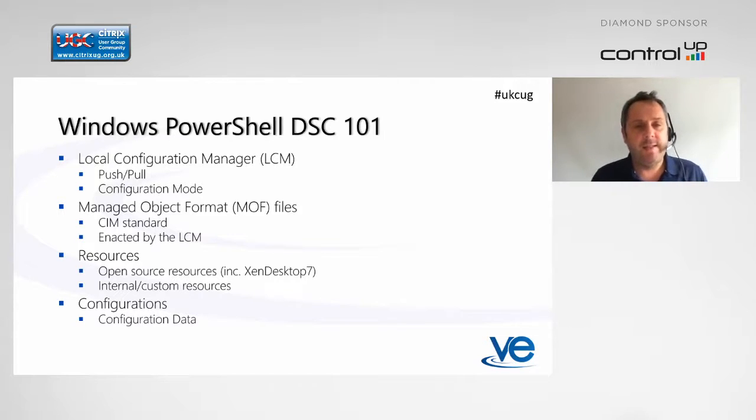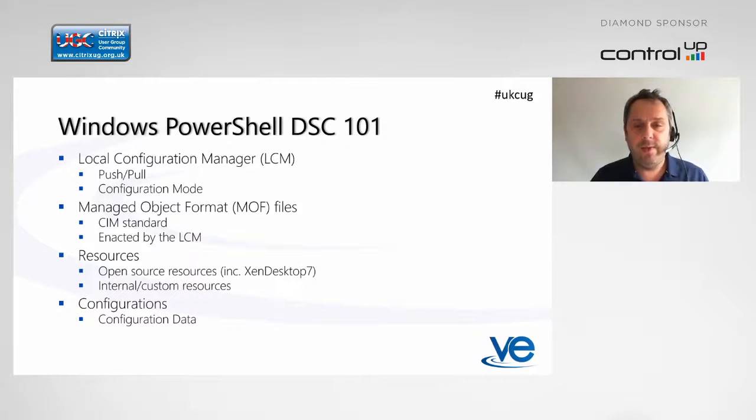Now, the LCM itself takes Managed Object Format files, MOF files. They're a CIM standard. They're just Unicode text files, which detail all of the resources and all the settings that you want to apply, and obviously any dependencies within those resources. They are just text files. You're not going to be handcrafting them. You're going to be using PowerShell. Well, in this example we are, but you don't have to. Other configuration management tooling will do this for you. So if you use things like Azure DSC, it will compile the MOF files on the fly and get the LCM to apply them.